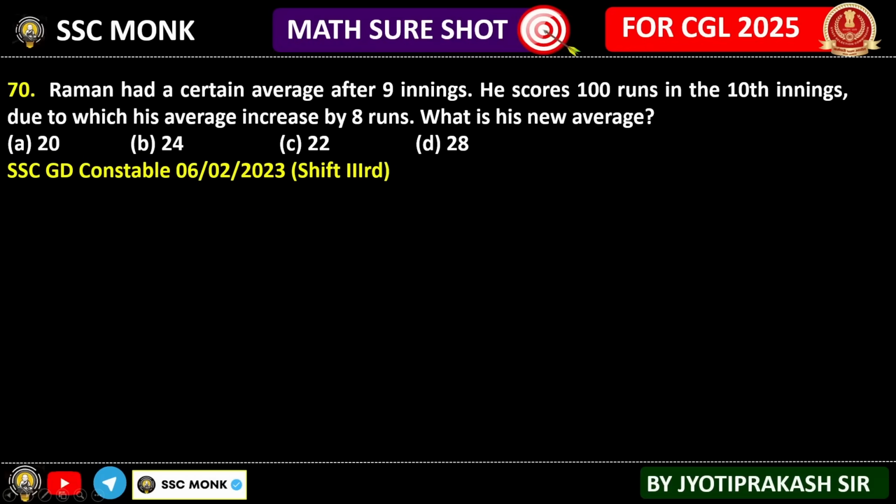Clear? Next, Raman had a certain average after 9 innings. He scores 100 runs in the 10th innings, due to which the average score is increased by 8 runs. What is his new average? Let's say Raman's previous average was x. In 9 matches, he scored 9x. Now his average is increased to x plus 8 in 10 matches.